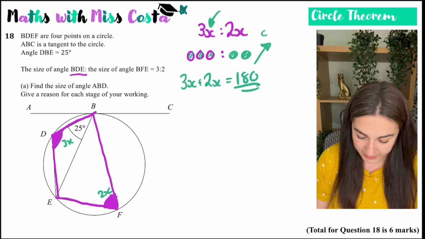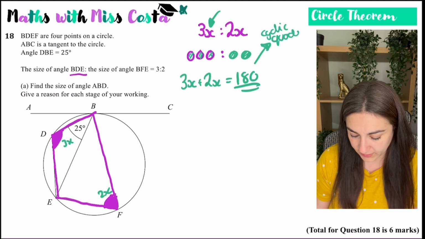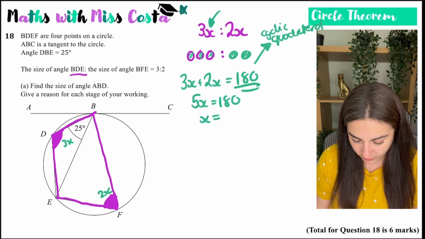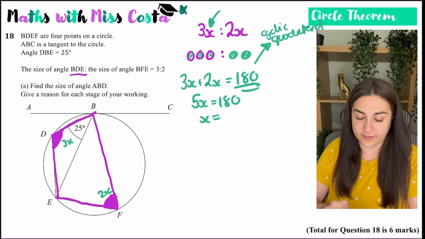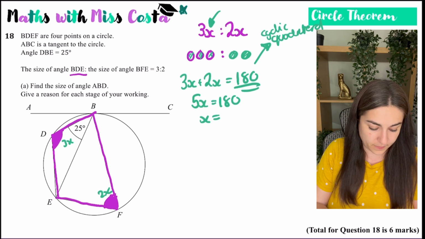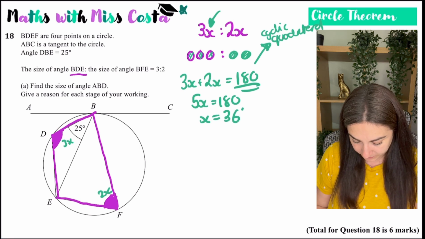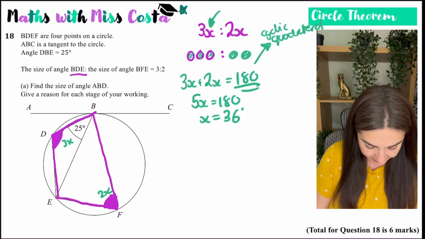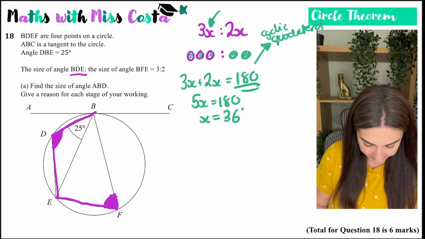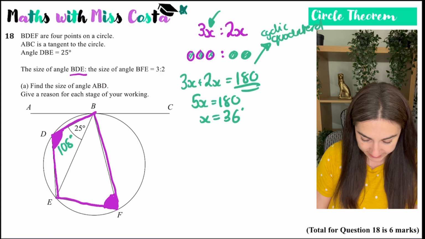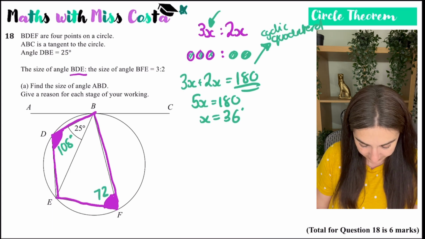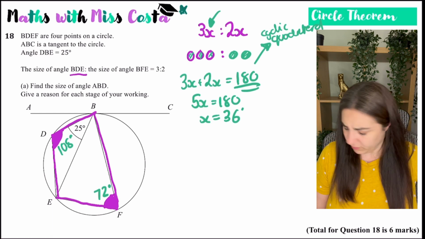And the reason would be cyclic quadrilateral sums to 180. So 5x equals 180, therefore x equals 180 divided by 5, which is 36 degrees. Therefore, 3 times 36 is 108. So this angle here is 108 degrees, and then 2 times 36 is 72. So this angle here is 72 degrees. Okay.